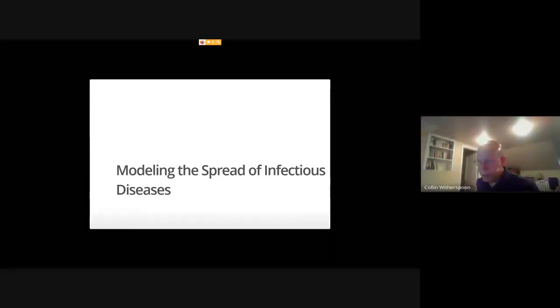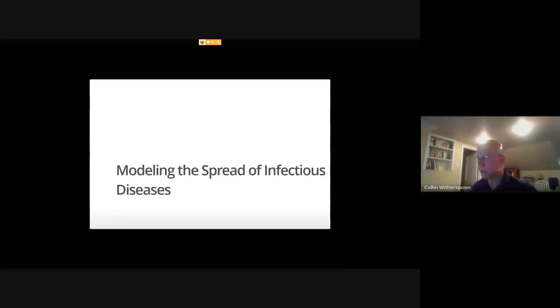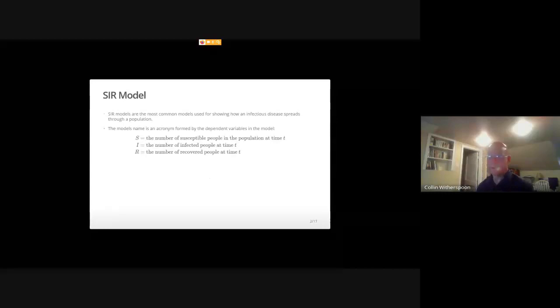So we're going to get into modeling the spread of infectious diseases and start talking about the basic model. This is a basic model that everyone trying to model it right now is using, and it's the most common model. The model itself is called the SIR model. It is the most common model used for showing how an infectious disease spreads through a community or a population. The model's name is basically an acronym formed by the dependent variables of the model.